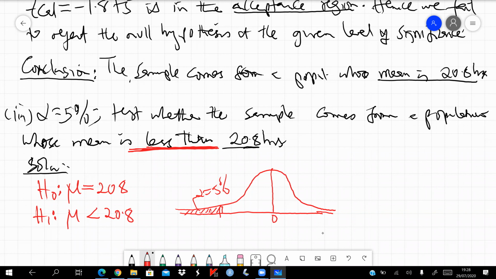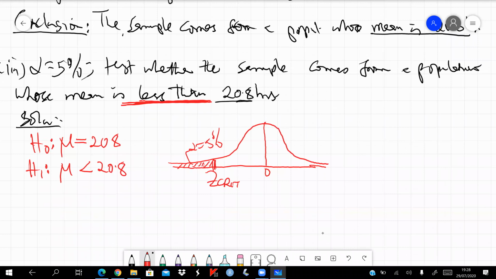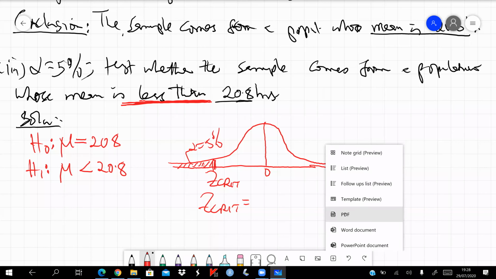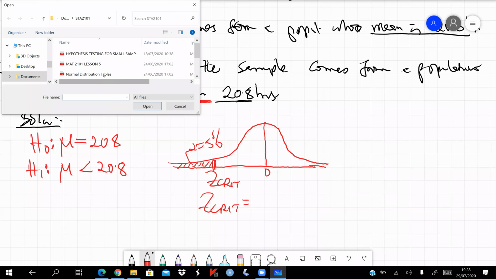And then here you have your Z critical. I can just write it here, Z crit. What is the value of Z critical? 5%. Let me bring the tables on board. I hope there'll be space for them.